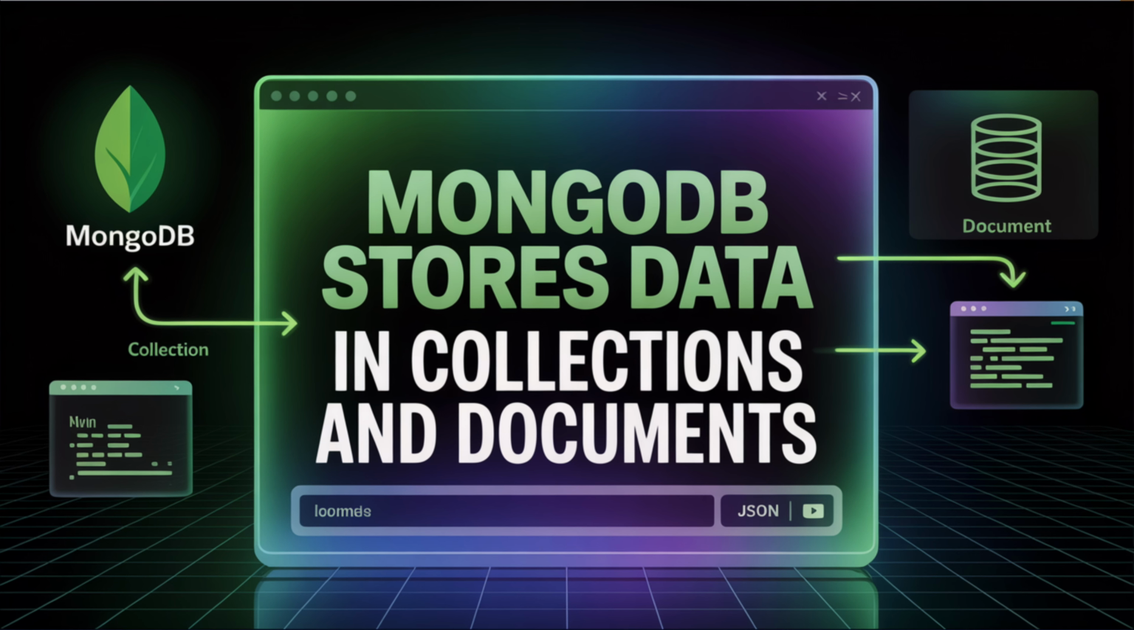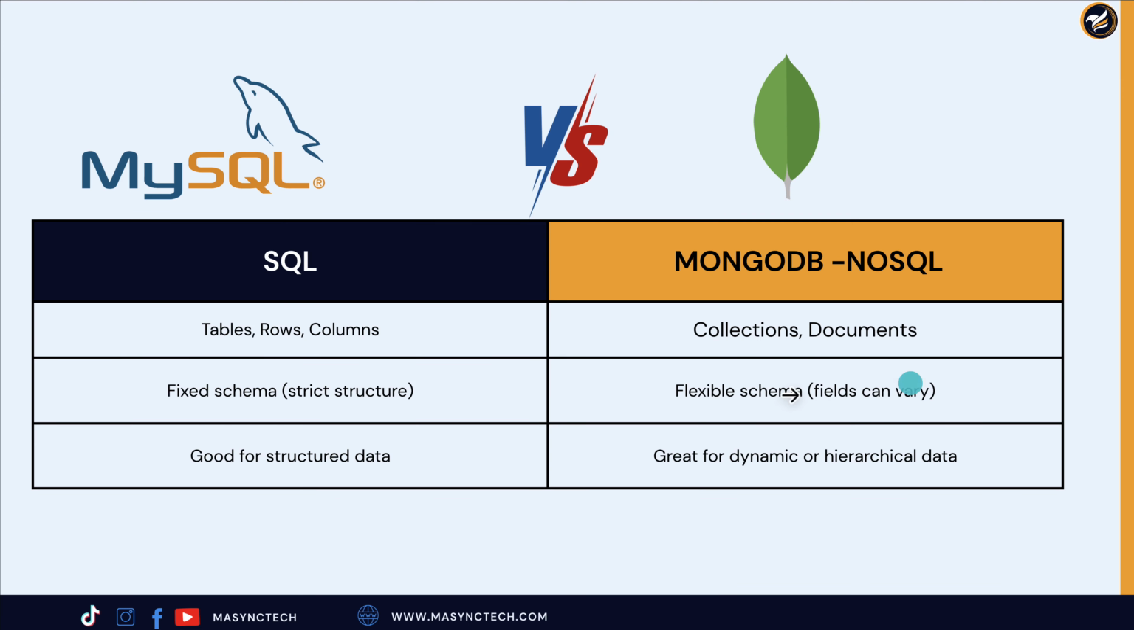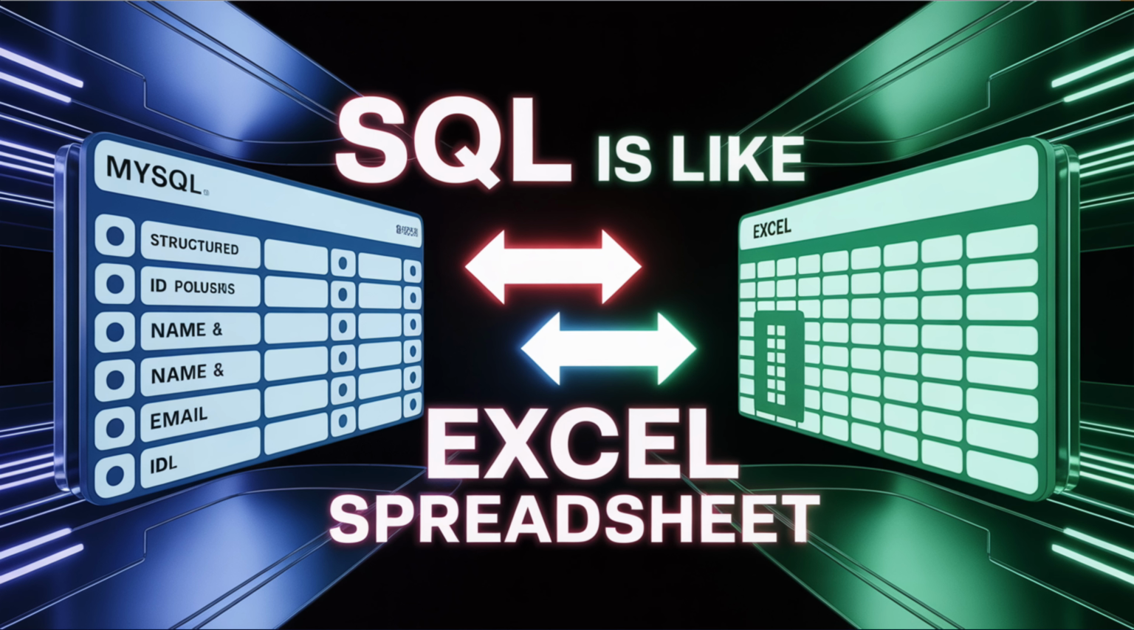So how does MongoDB differ from SQL databases? Let's compare using this analogy. For SQL, we have tables, rows, and columns, but for MongoDB, we have collections and documents. And SQL has a fixed schema or strict structure, but MongoDB is flexible and fields can have different types. SQL is good for structured data, and MongoDB is great for dynamic data.